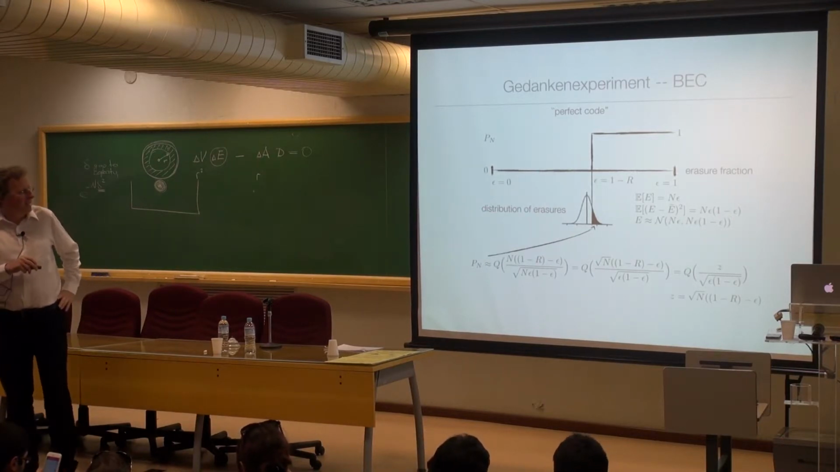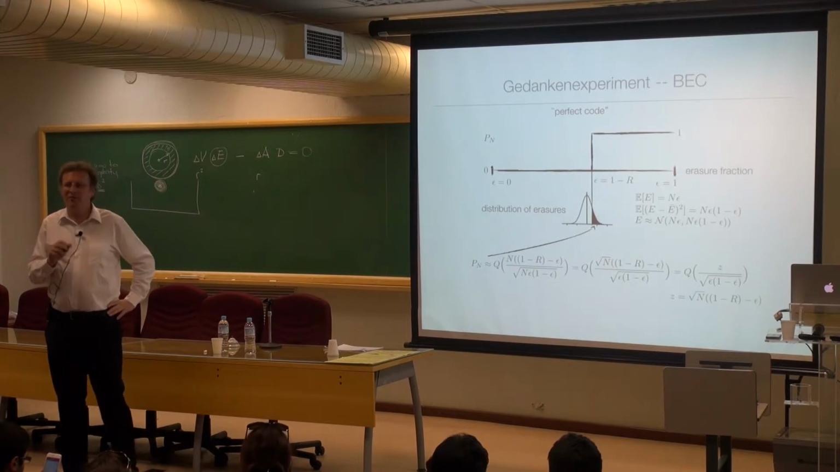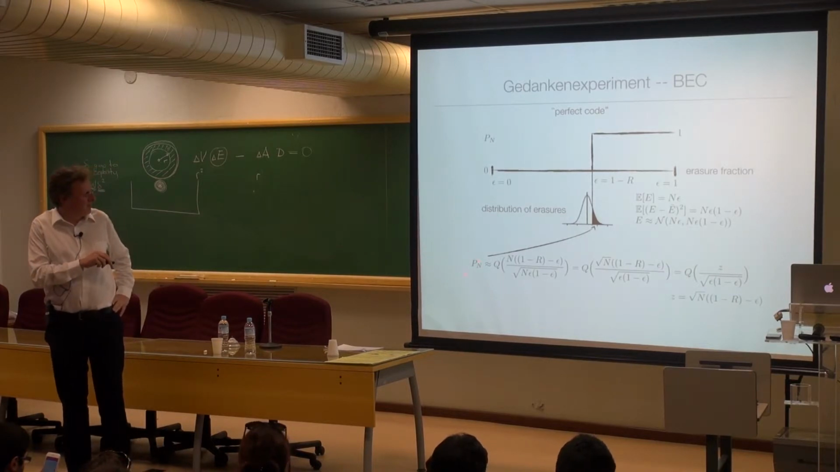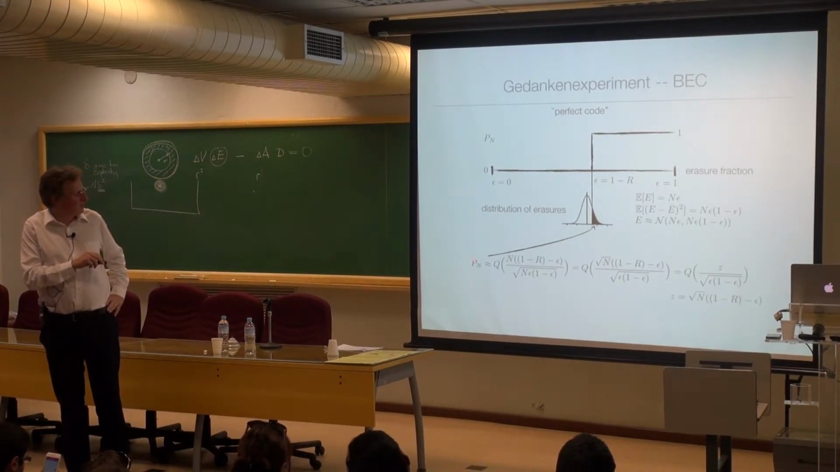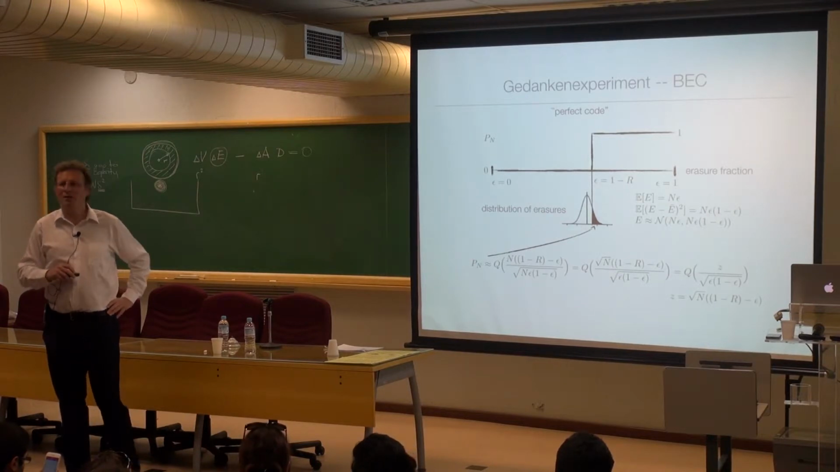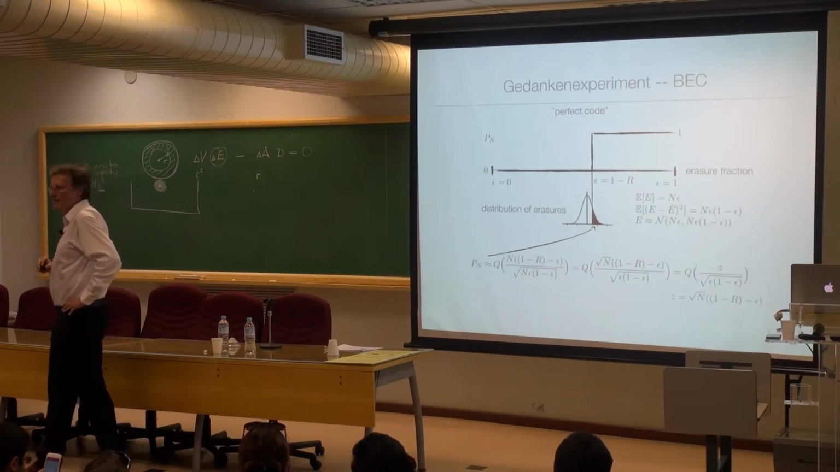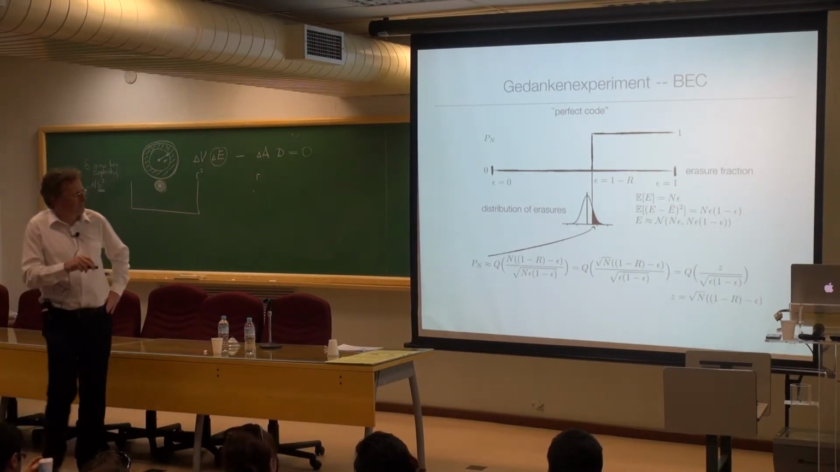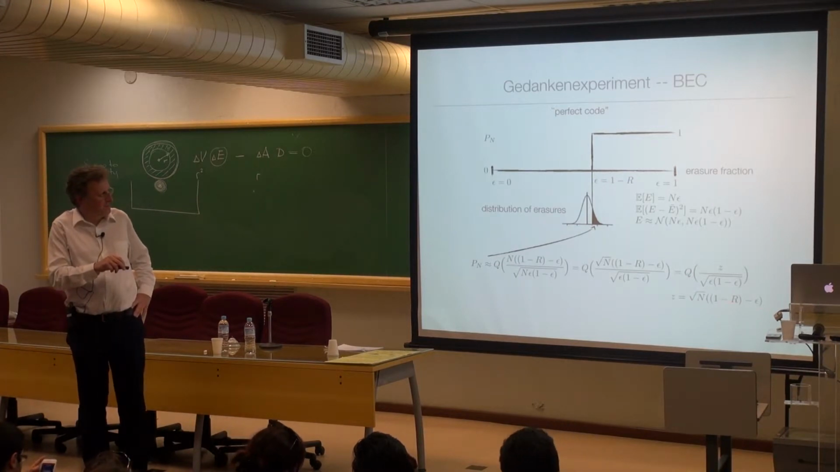So what does this mean? If I fix the error probability to whatever I want, 10 to the minus 3, let's say, now I want to see the relationship between n and the gap to capacity. So the n is this, and the gap to capacity is this.